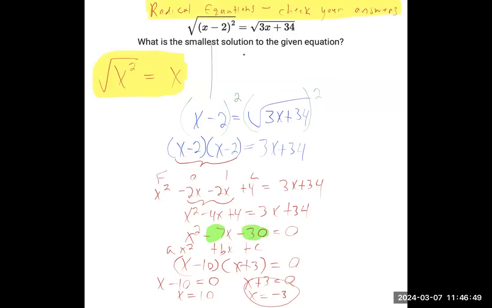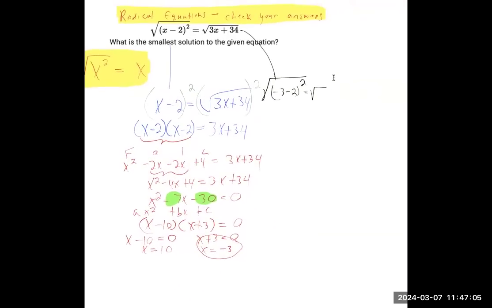However, in this situation, when you plug in the negative 3, you're going to see that it actually does work. Negative 3 minus 2 squared, and square root of all that, and square root of 3 times negative 3 plus 34. So negative 9 plus 34, which is 25. So square root of 25. And on this side, we have square root of 25.